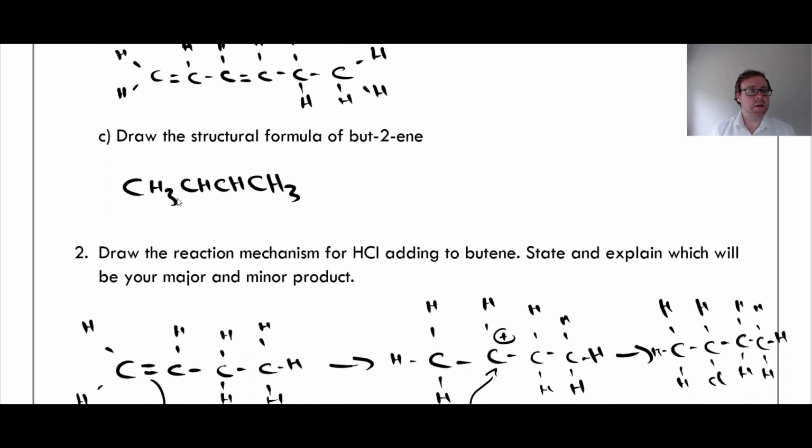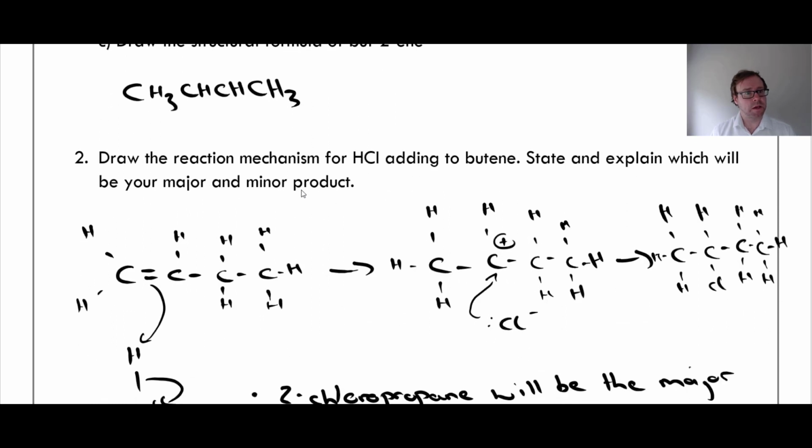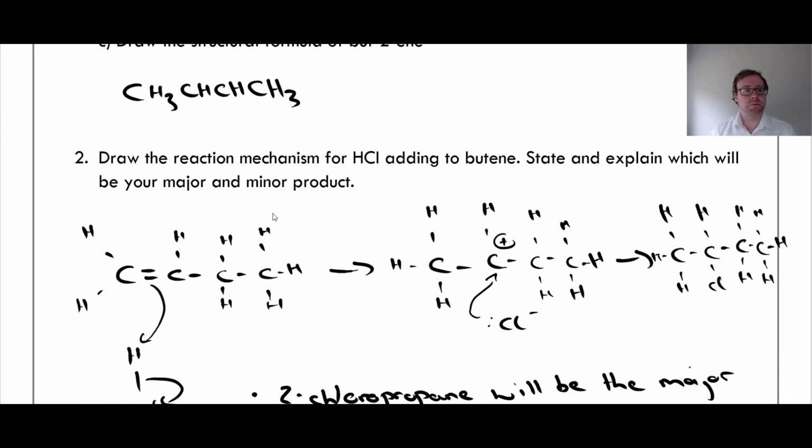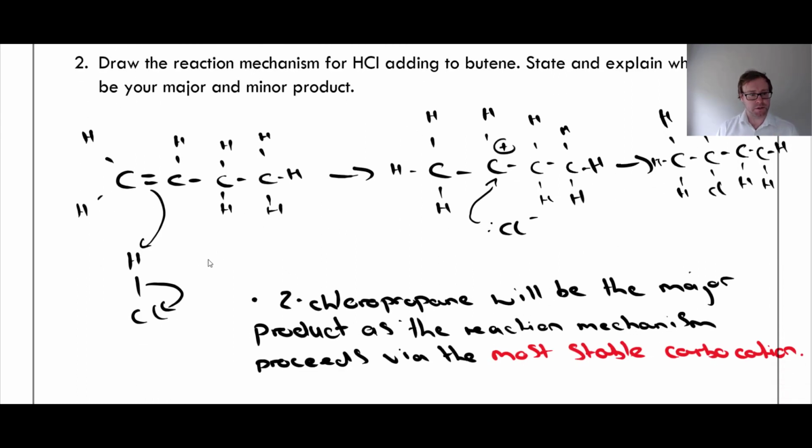Draw the structural formula of butene, CH3, CH, CH, CH3. Draw the reaction mechanism for HCl adding to butene. State and explain which will be your major and minor product. Okay, so I left some things off. I left my delta positive and delta negative because I wanted to explain this.